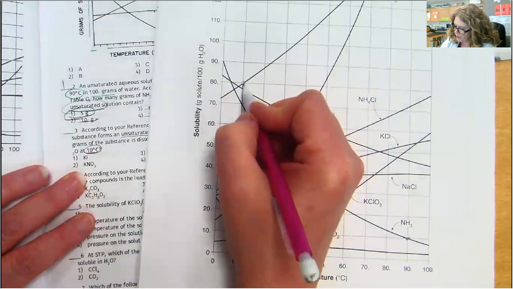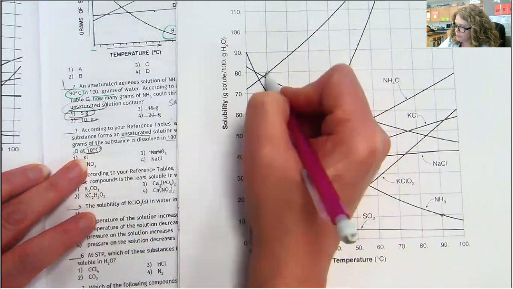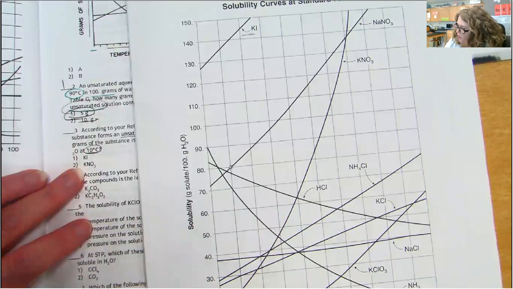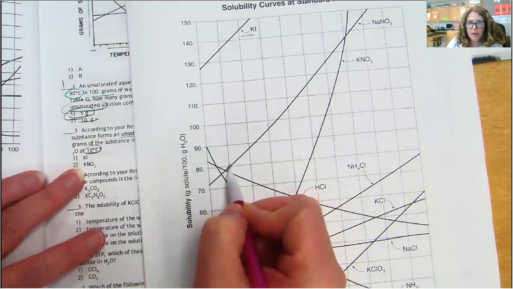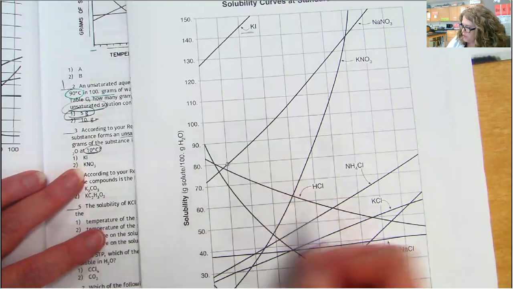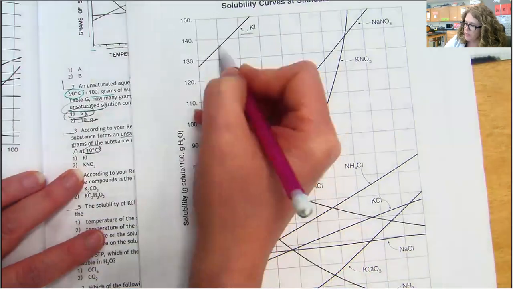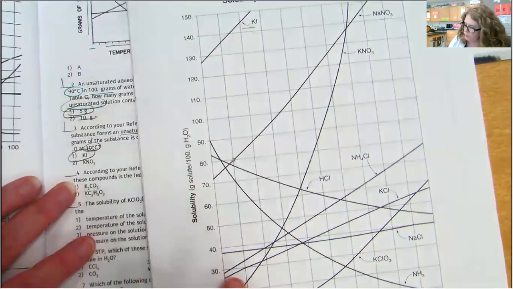So my point here, if I want it to be unsaturated, this point has to be below a line. The only line this is below is potassium iodide up here, right? This is the only line where this point falls below, because it's supersaturated for all of these other ones, saturated on this one, unsaturated for this one. So it's going to be KI, choice number 1.